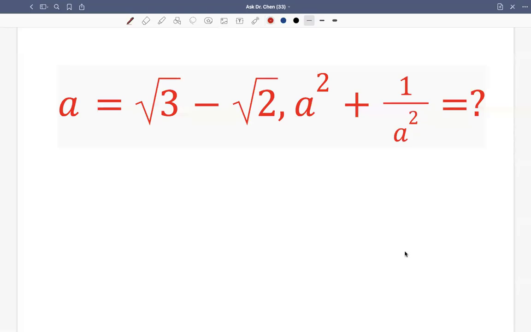Let's see this question. So we're trying to find the square root of 3 minus square root of 2, squared, plus 1 over the square root of 3 minus square root of 2, squared.